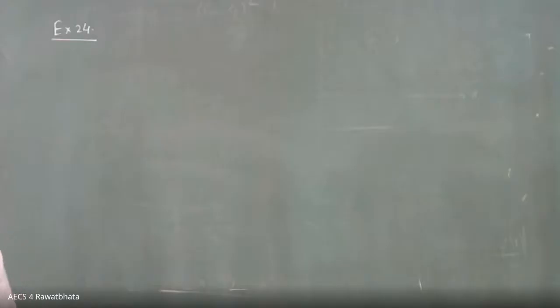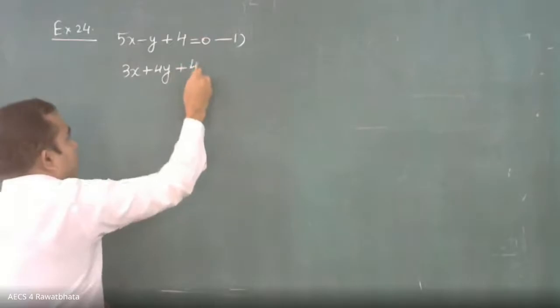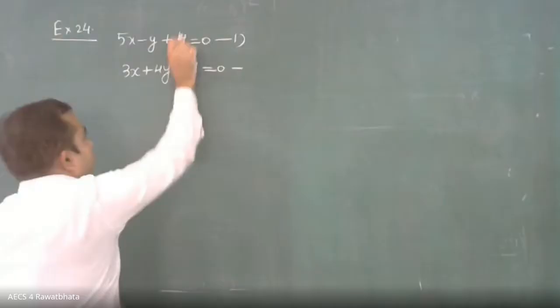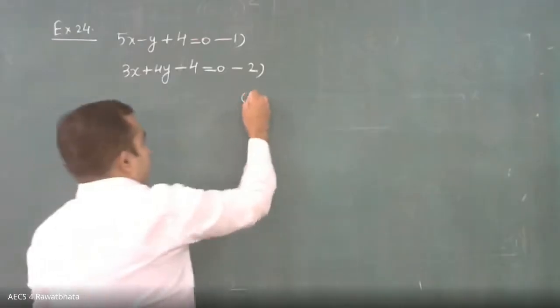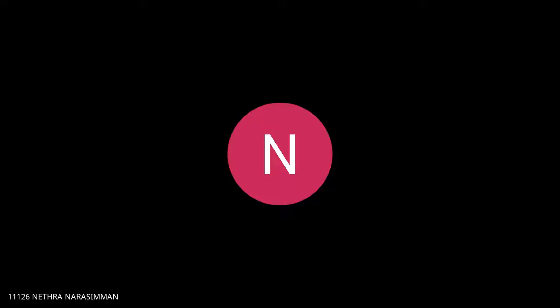Please read 24th example. A line is such that its segment between the lines 5x minus y plus 4 equals to 0 and 3x plus 4y minus 4 equals to 0 is bisected at the point 1, 5. Obtain its equation.